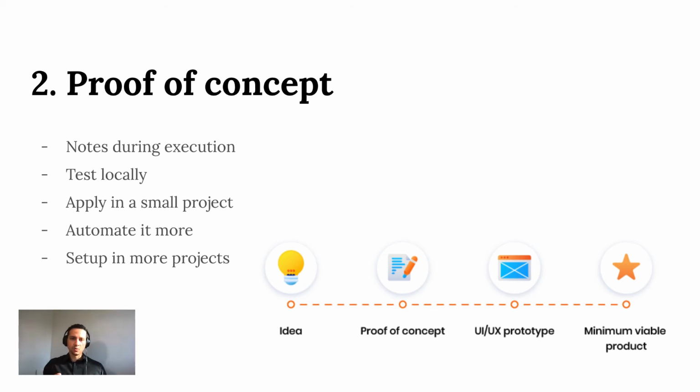And also automate more. As soon as you detect it's working, automate more and more, and set it up in more projects. So as soon as you start to set up a new project, you start to optimize more and more.